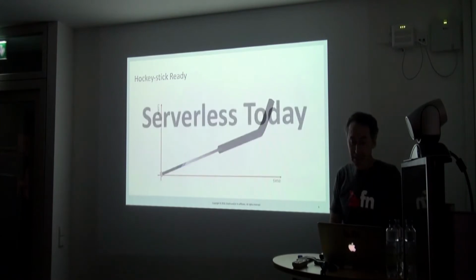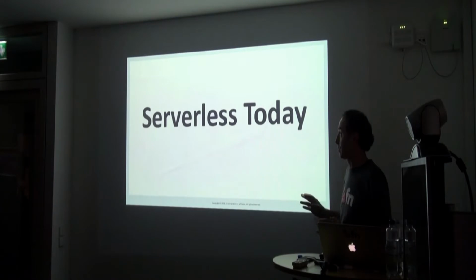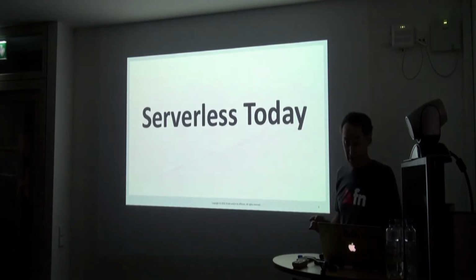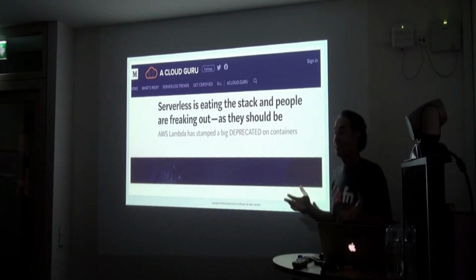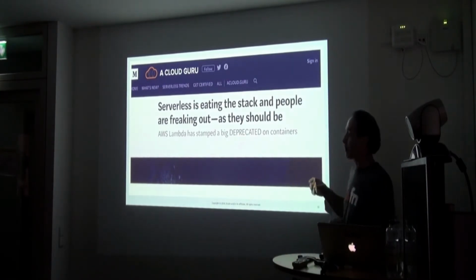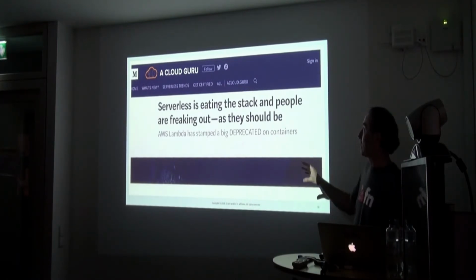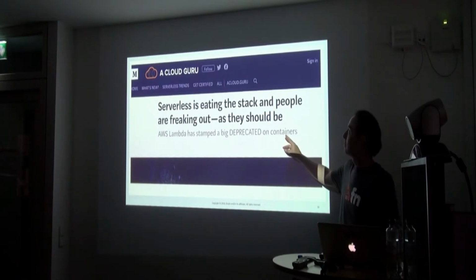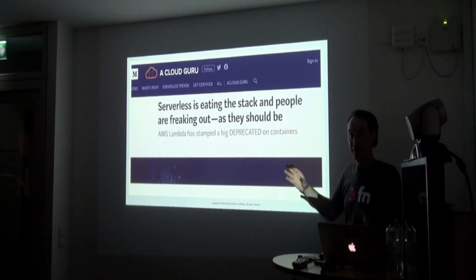So which brings us to, what's the state of the world right now? Or at least in the last year or so. Where is serverless? Well, there's a lot of hype, right? And you know, the magazines, right? So the hype: serverless is eating the stack and people are freaking out. AWS Lambda has now deprecated containers. So clearly containers are dead. I don't have a date on this one, but they decided containers are dead, functions have killed them.